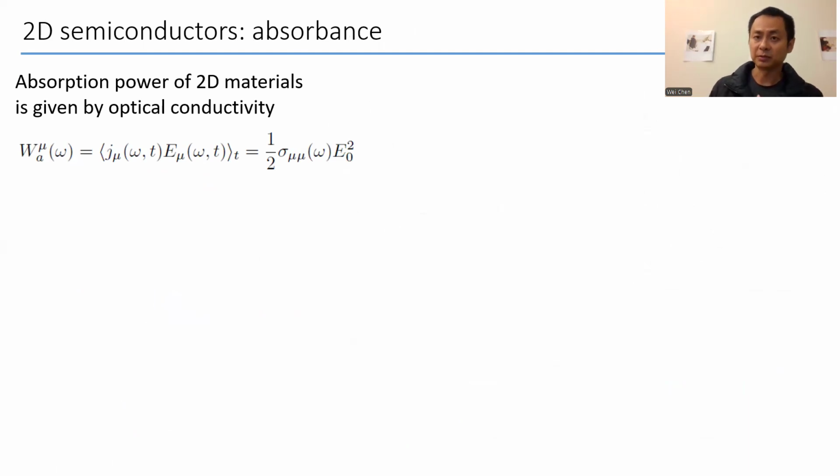What about 2D semiconductors? Now, there are many such materials that have been discovered, as I will give you some examples later. Now, it turns out that the absorption power of 2D materials is precisely given by optical conductivity, because you know that absorption power is precisely a current times the field, right? And so that is also the optical conductivity times field squared.